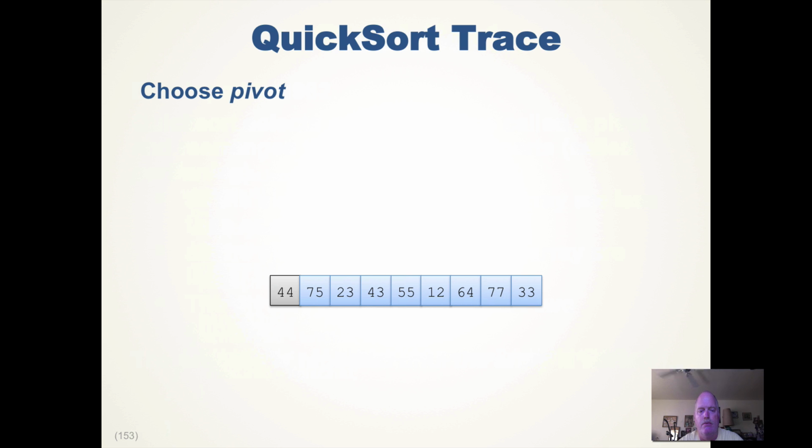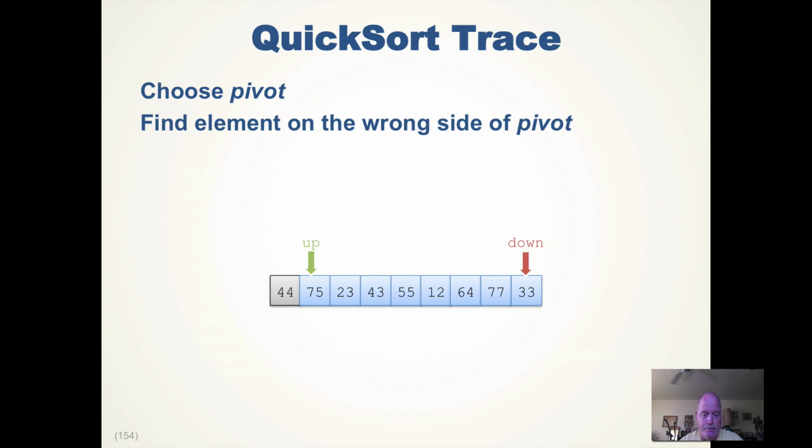Another twist on it would be you take the left and the right and the middle, and take the middle value of those three, and that's generally a good choice. But you choose a pivot. You then are now trying to scan to find values that are greater than the pivot, and they're on the left, and ones that are less than the pivot on the right.